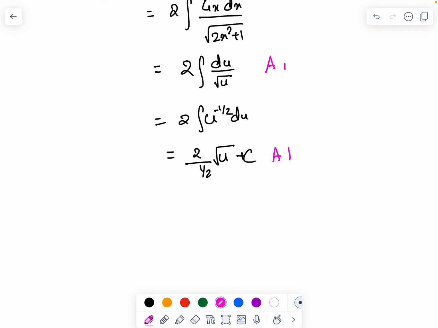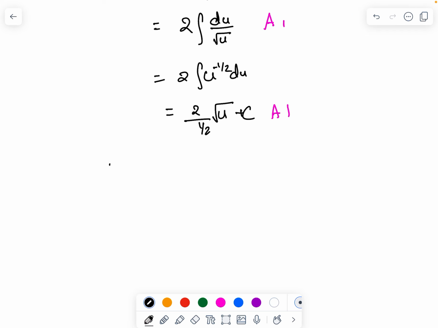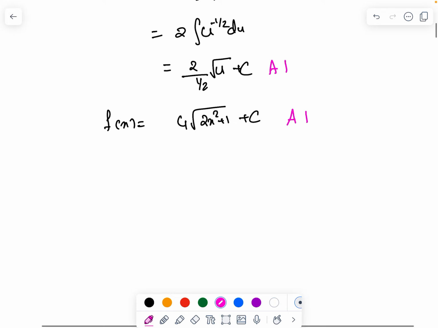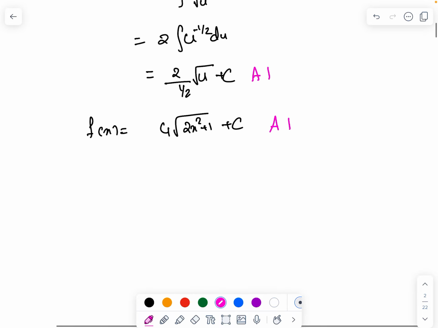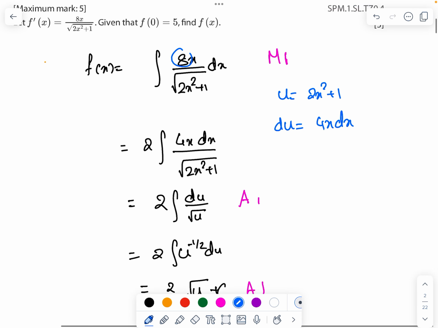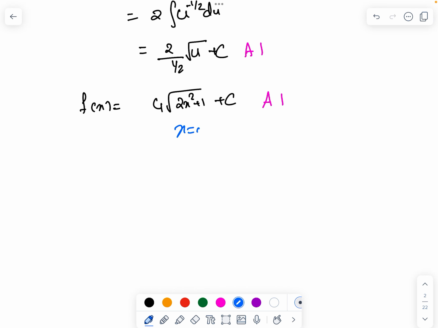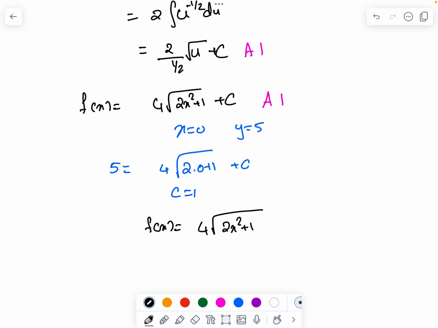So we got until here 3 marks. My final answer is f of x equals 4 square root of u, where u is 2x square plus 1, plus c. This is another accuracy mark. Now what we are going to do is substitute the values: f of 0 is 5. x is 0 and y will be 5. So 5 equals 4 square root of 2 times 0 plus 1, plus c. This gives me c value 1, and the final answer is f of x equals 4 square root of 2x square plus 1 plus 1. So this is the final A1 mark.